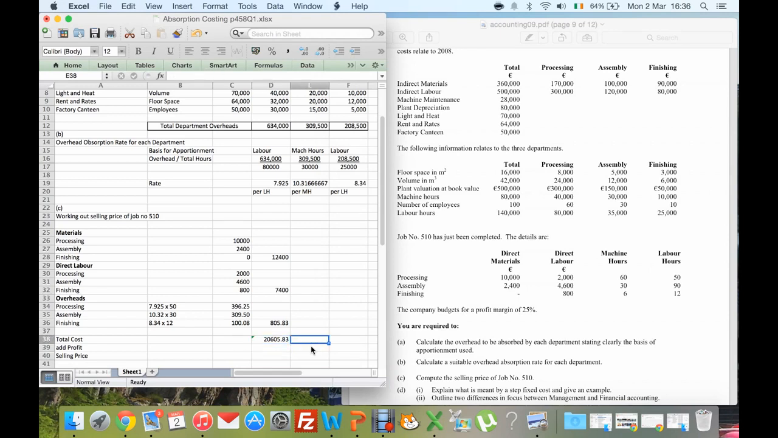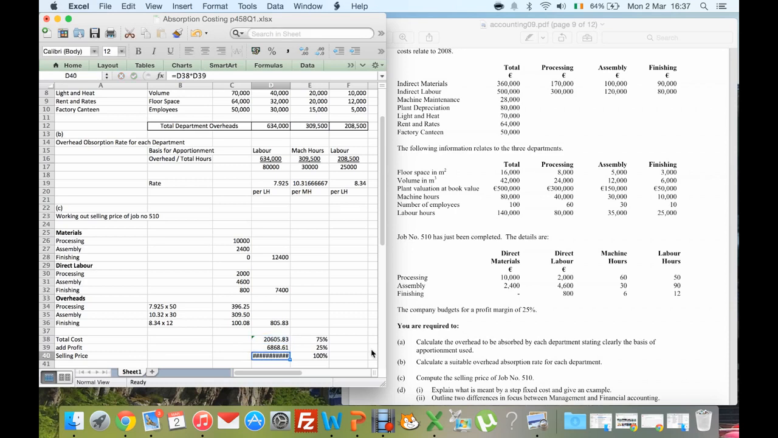Okay, so the profit is 25%. Because it's a margin, margin is the profit compared to sales price. So sales is 100%, which means the cost must be 75%. So if I can take this number here and divide by 75, I get 1%, then multiply by 25 and it'll give me my profit. So I divide this by 75 to get the 1%, and then I'll multiply it by 25 and that'll give me my profit, and my selling price is by adding those two on together.